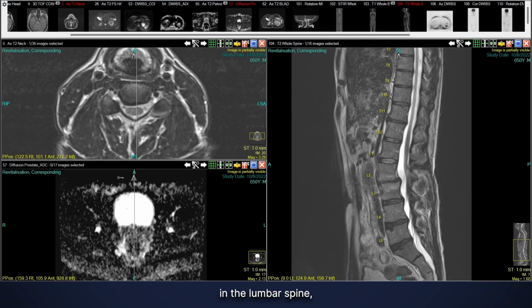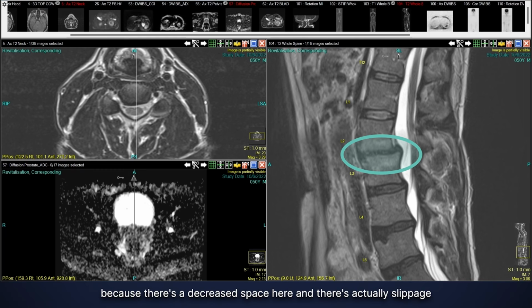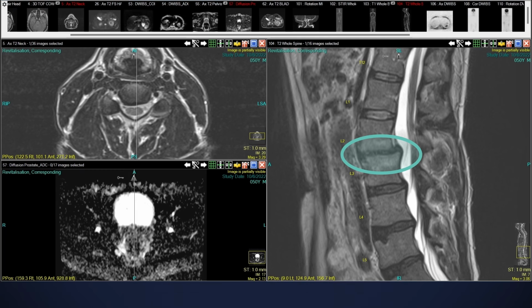in the lumbar spine, we can see that at the L2-3 level, we have disc height loss because there's a decreased space here. And there's actually slippage of the vertebral body with respect to the more inferior one. So L2 has slipped slightly forward with respect to the more inferior L3 one.